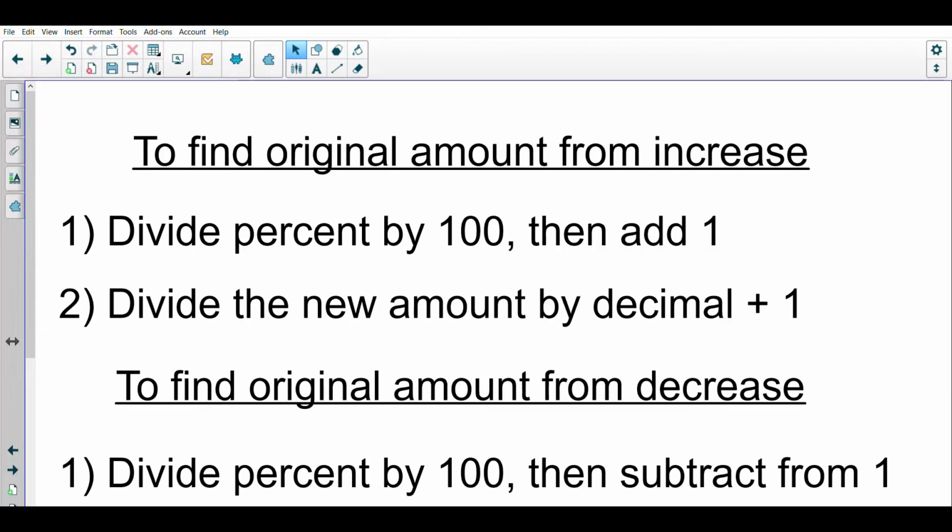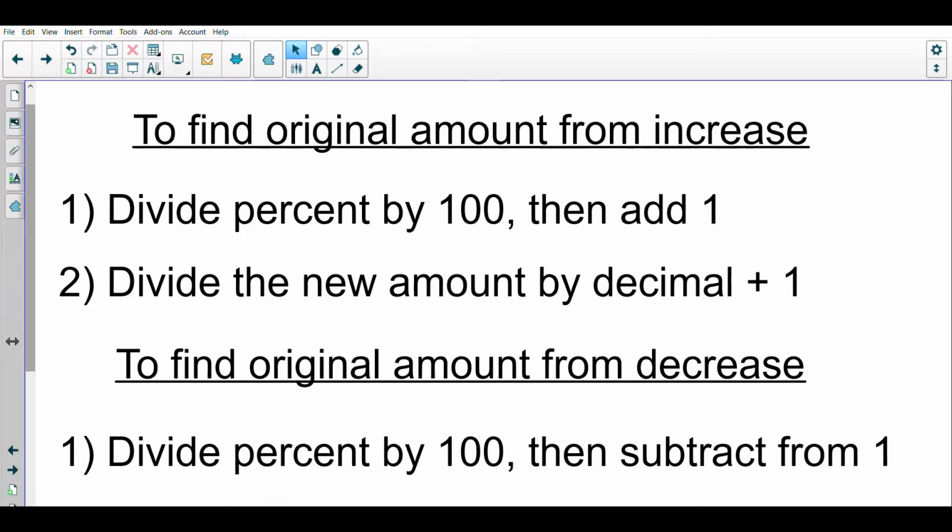Now here are two of them on the same slide. First, to find the original amount from an increase, you divide the percent by 100, then add 1. So if you end up with 0.64, you would add 1 and get 1.64. Then you divide the new amount by the decimal plus 1. So you divide by that number you get after you add 1, and that'll give you the original amount.